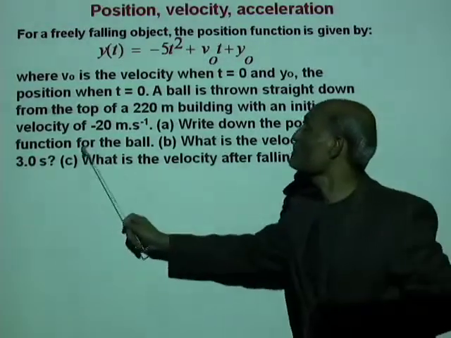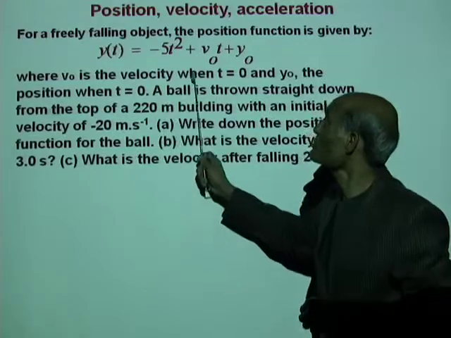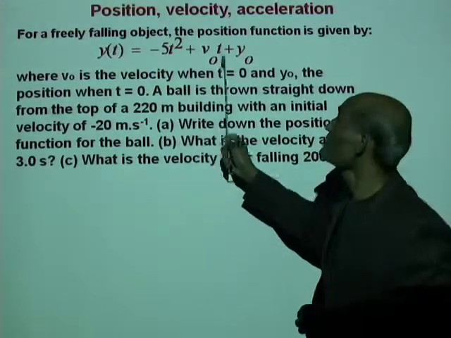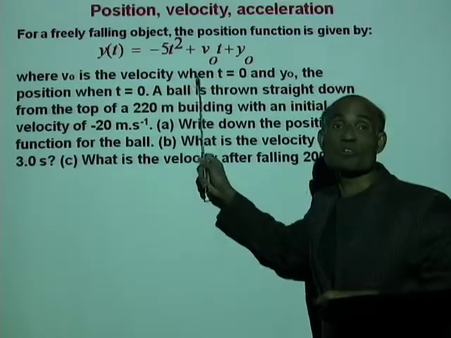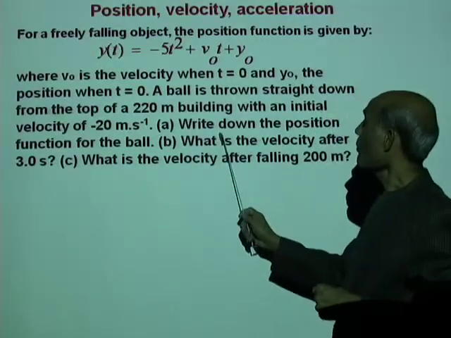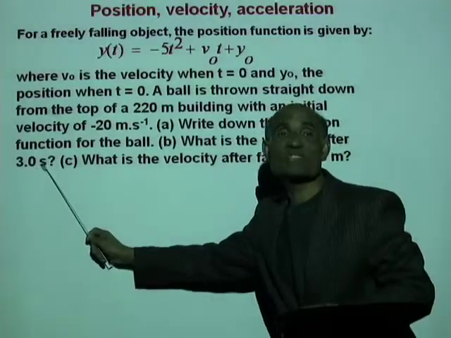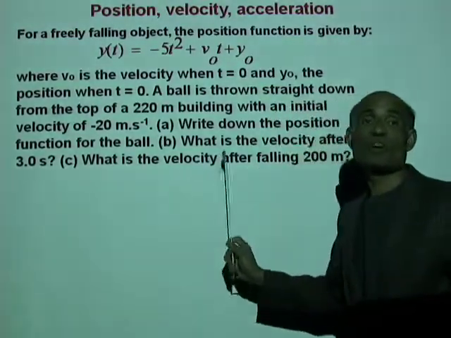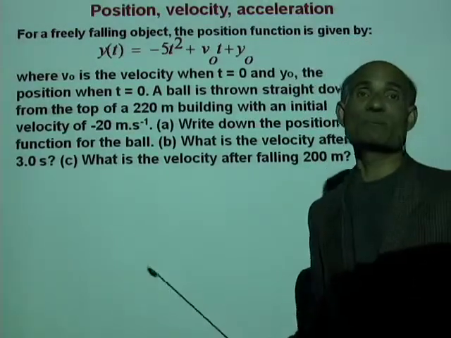Write down the position function for the ball. To write down the position function, all we need to do is replace the values of y0 and v0 that are given there. What is the velocity after 3 seconds? What is the velocity after falling 200 meters?